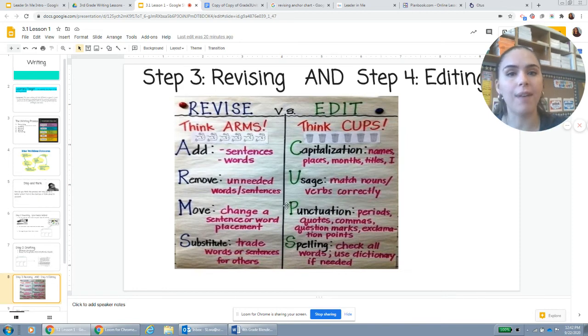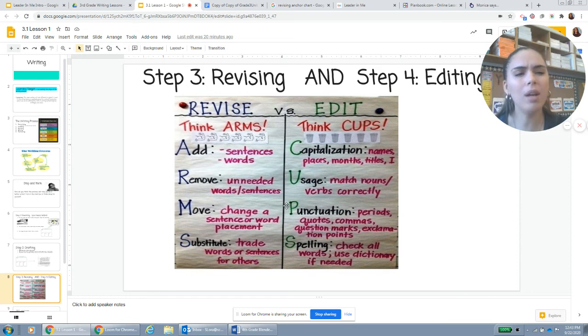Now, step 3, which is revising, and step 4, which is editing, these are probably the most important steps because now when you have your ideas onto paper, I and your teachers are going to show you strategies to revise. Revise is making your writing better by adding sentences, taking sentences away, moving things around, trading words or putting in new words that sound better. Revising is so important and it's what's going to make your writing piece sound better.